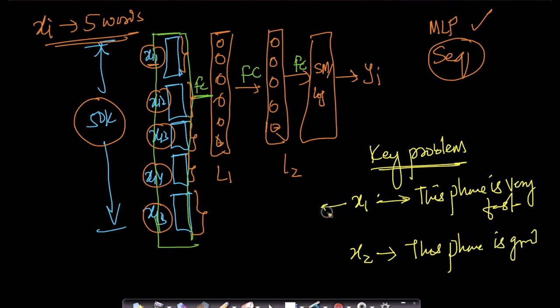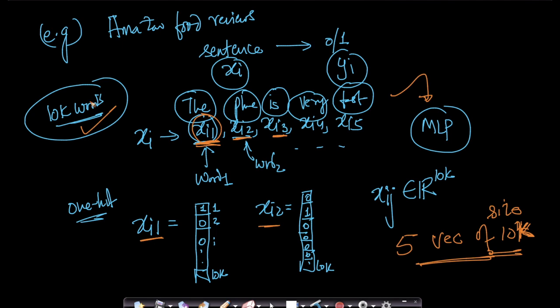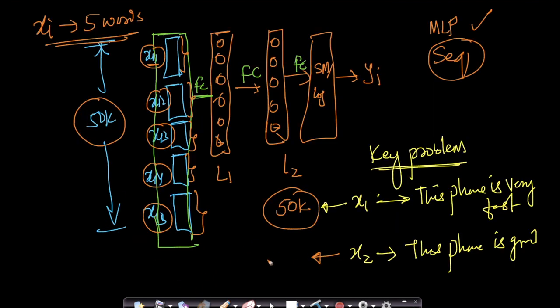Now your x1 has 5 words. Look at this. Your x1 has 5 words. So because you have 5 words, you have a 50k dimensional vector, because each word is represented as a 10k dimensional vector, right? As we have seen here, because your vocabulary has 10,000 words. Now x2 will be represented as a 40k vector because it has only 4 words. So your input size is changing, right?